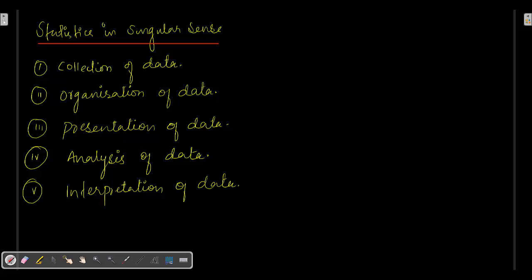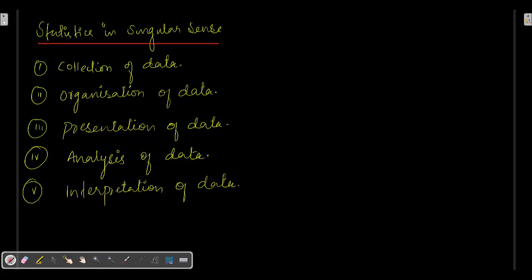So when you are collecting a large volume of information, it has to be systematically produced. So here the collection of data, organization of data, presentation of data, analysis of data, and interpretation of data, all these things are the methods of collecting statistical facts and figures. Now, the first thing is collection of data. For statistical investigation, the first thing that you have to do is collect data.